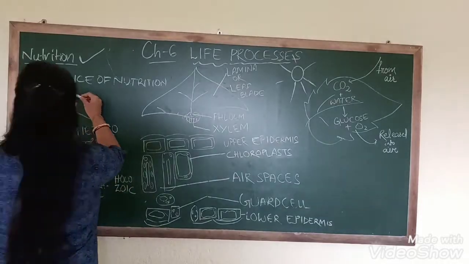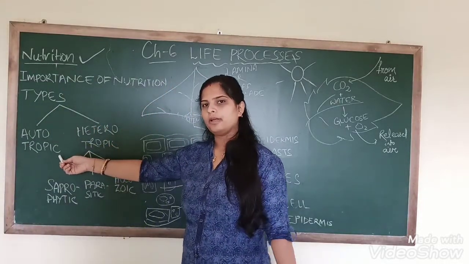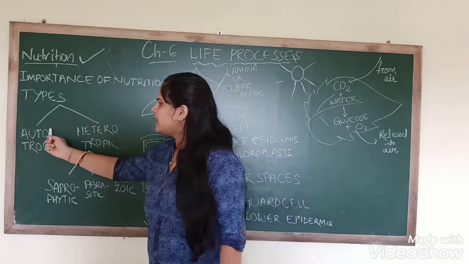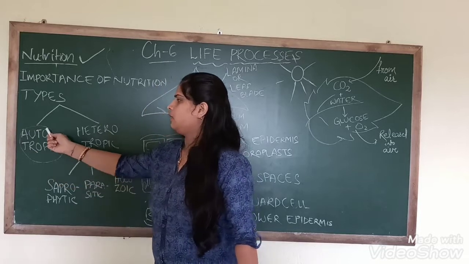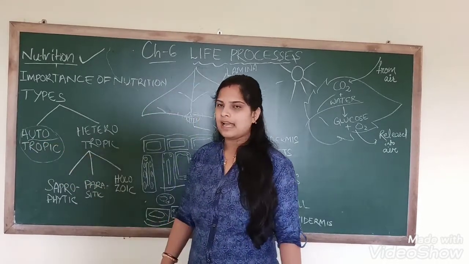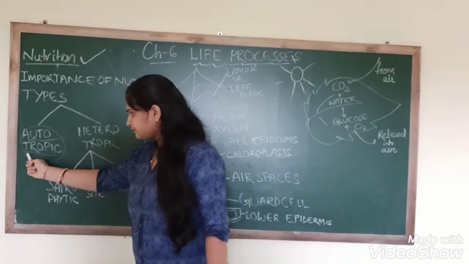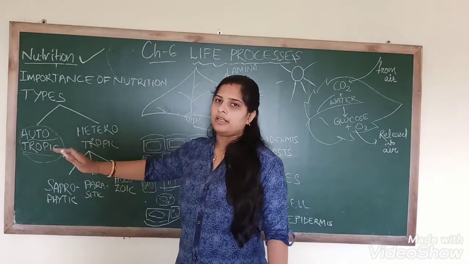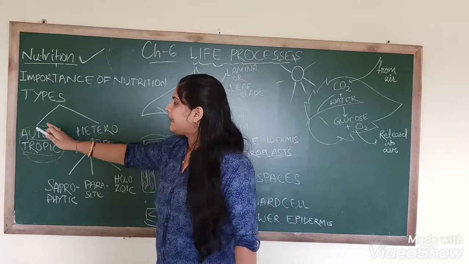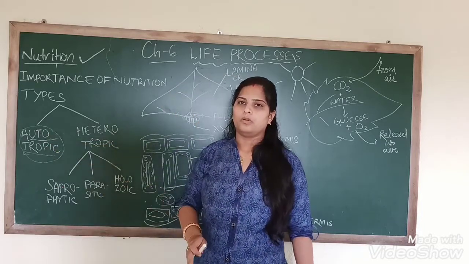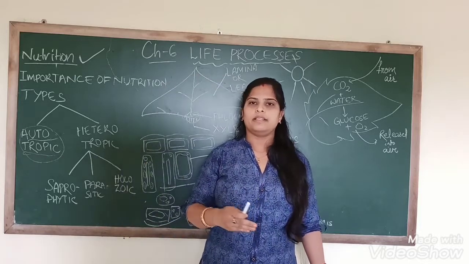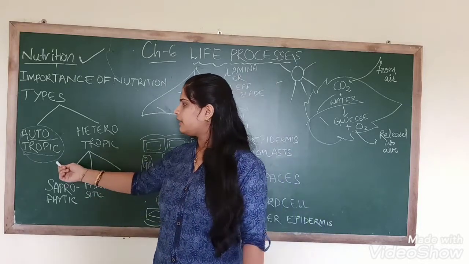First one, see this. The first one is the autotrophic mode of nutrition. The second one is the heterotrophic mode of nutrition. Now see, what is autotrophic? Auto means self. Autotrophic means self-producing nutrition. They can take nutrition by making their own. They get nutrition by preparing their own food. That's why it is known as autotrophic nutrition.